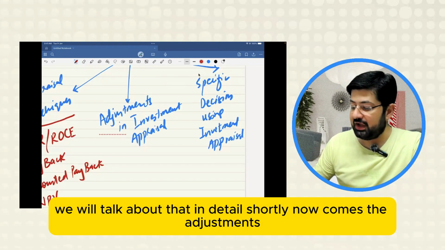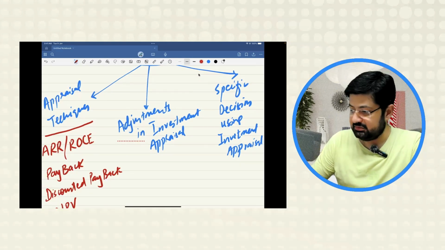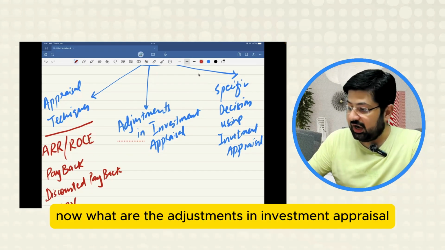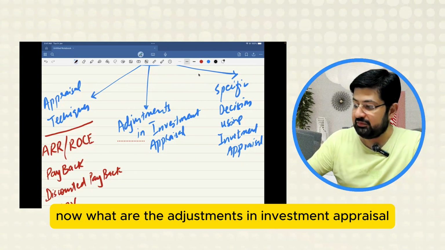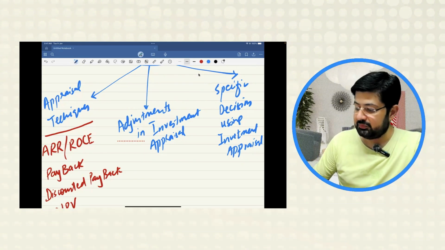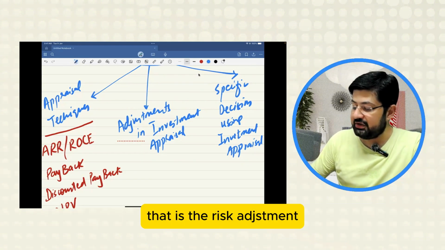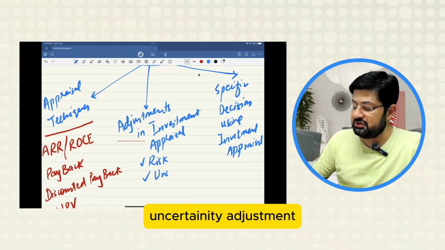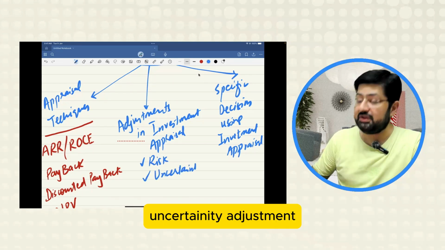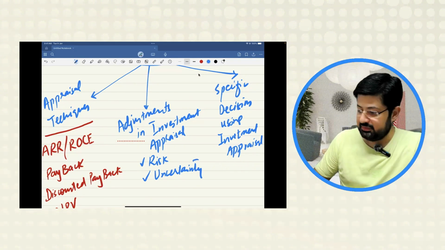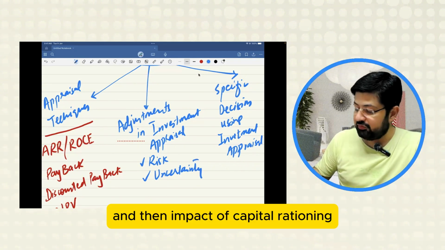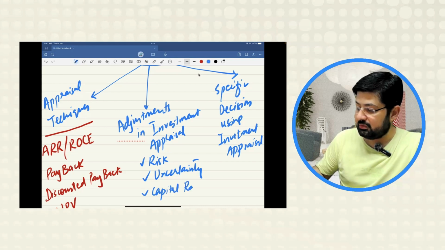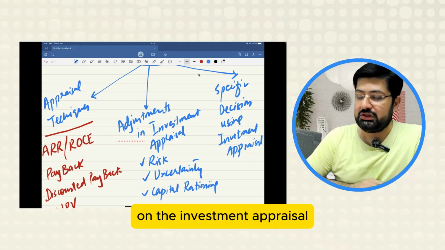Now comes the adjustments. Now, what are the adjustments in investment appraisal? That is the risk adjustment, uncertainty adjustment, risk and uncertainty, and then the impact of capital rationing on the investment appraisal.